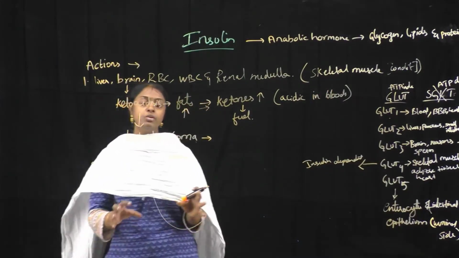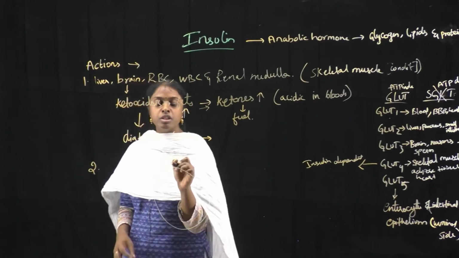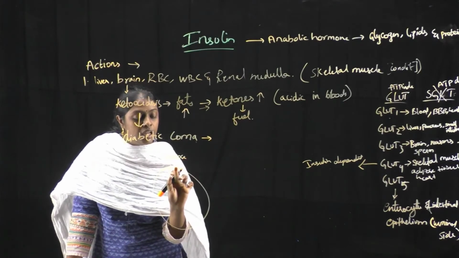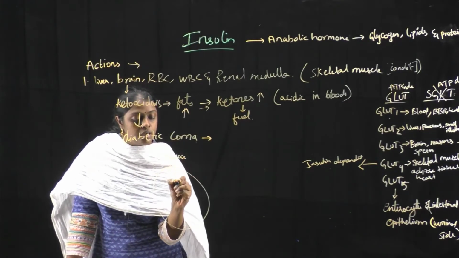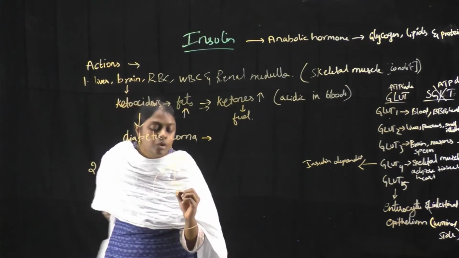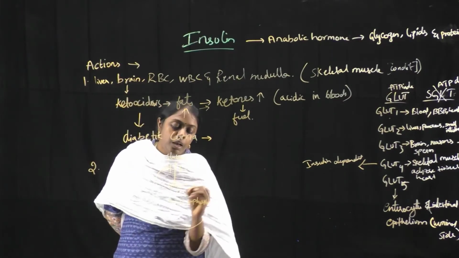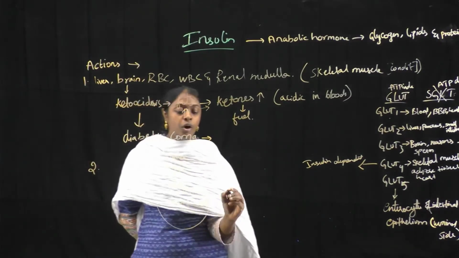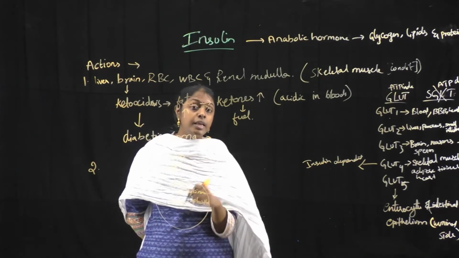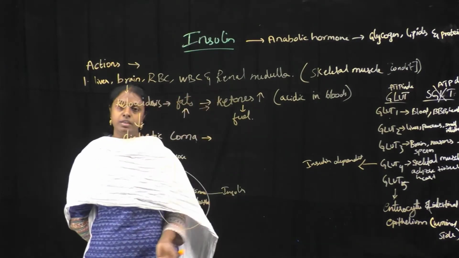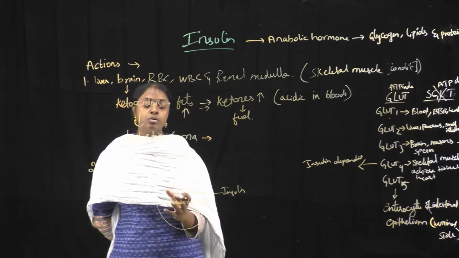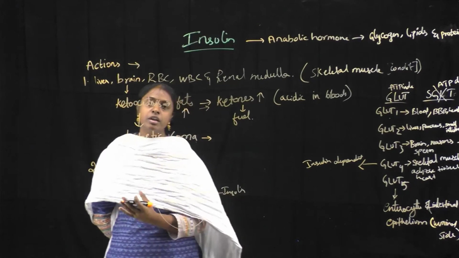So let's come back to our second point. Glucose is entered into the cell with the help of glucose transporter. Now glucose is phosphorylated into glucose 6-phosphate with the help of glucokinase. So what will insulin do in this step? Insulin will increase the production of glucokinase. When it is increasing the production of glucokinase, this glucose 6-phosphate is converted into ATP.